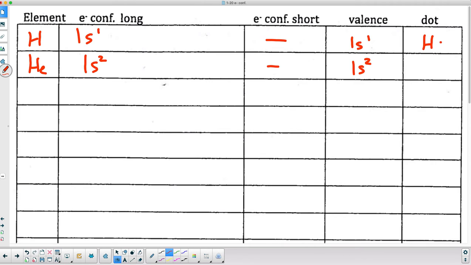Helium is strange, because here, take a look at this. Both electrons are on the same side. This is the only time this happens, when there's only 2 electrons. Otherwise, they're going to be separated.